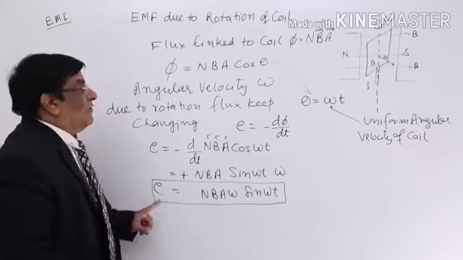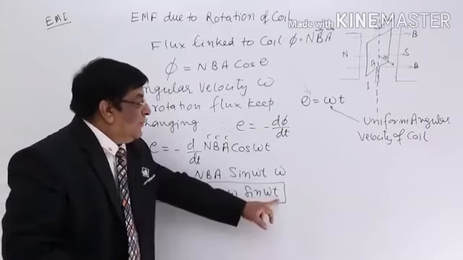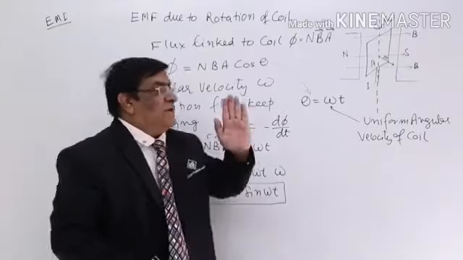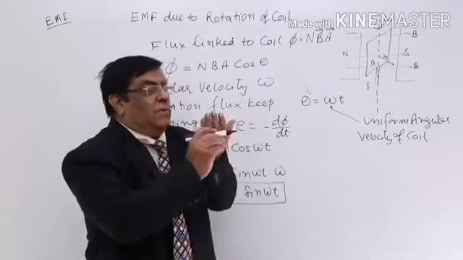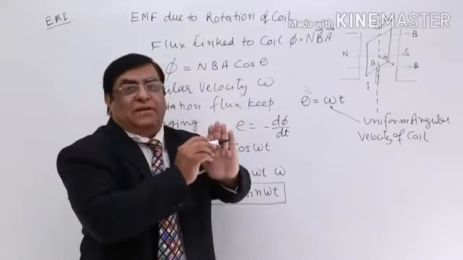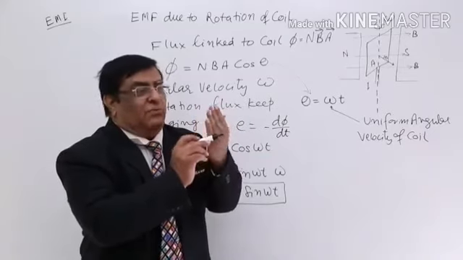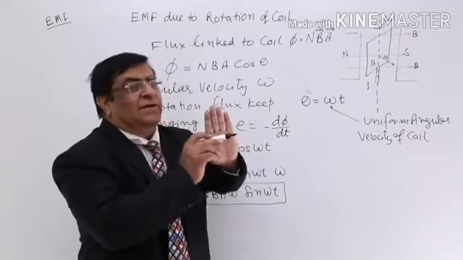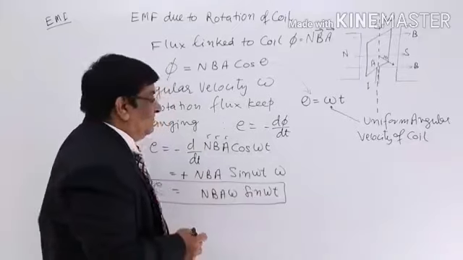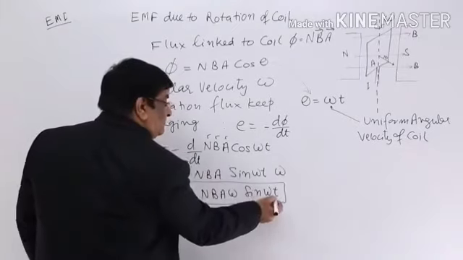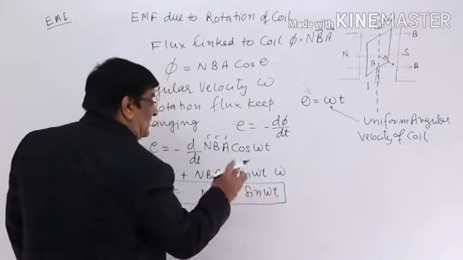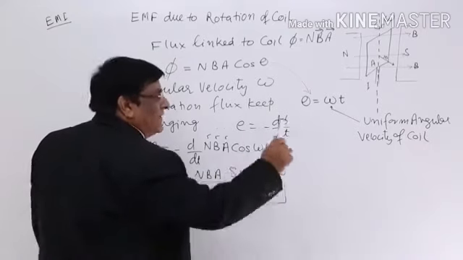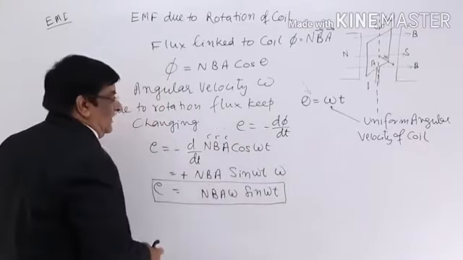Now this EMF keeps changing with time. This time starts from 0. For full rotation, it is capital T. So 0, 1/4 T, 1/2 T, 3/4 T and full T. Now this T has got 4 positions, or say 360 degrees it rotates.